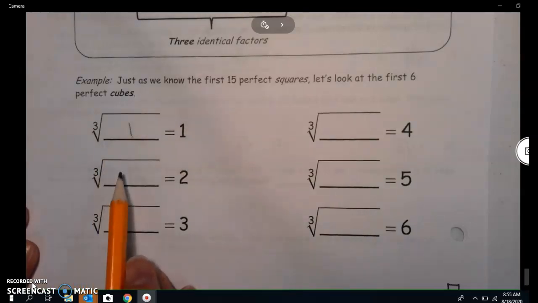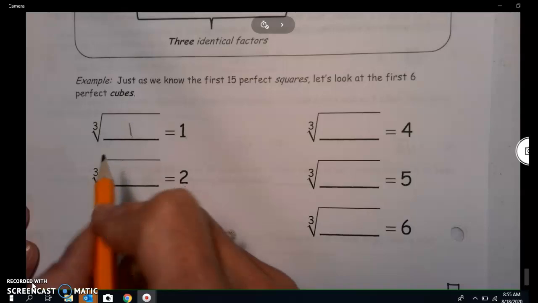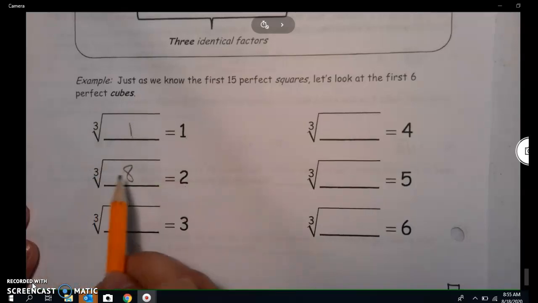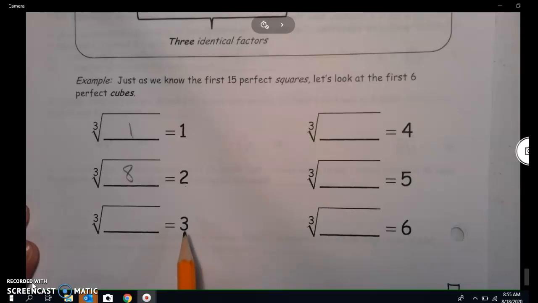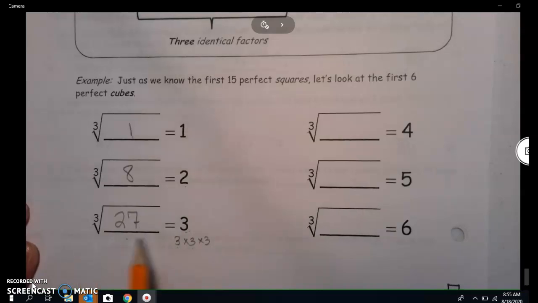The cubed root of what is 2? Well, we just did that one up there. 2 times 2 times 2 is 8. Therefore, the cubed root of 8 equals 2. Now what about 3? 3 times 3 times 3 is what? So if we have 3 times 3 times 3, well, we know 3 times 3 is 9, 9 times 3 is 27. So the cubed root of 27 equals 3. So you see how you could think about it forward and backwards.